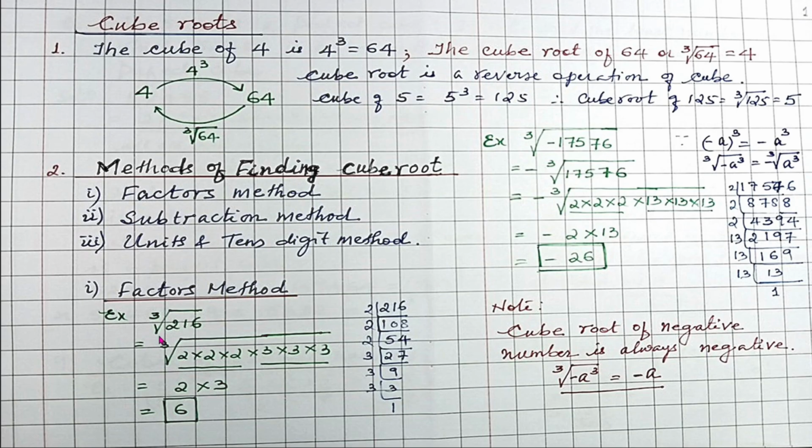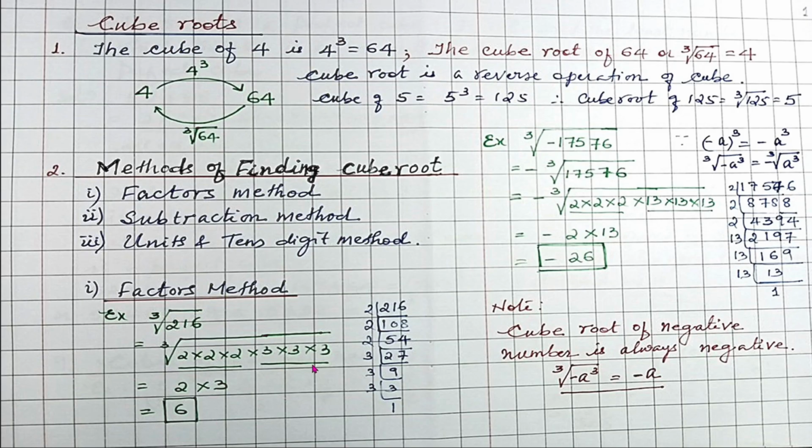In the factors method, if you want to find the cube root of 216 or any number, find the factors of that number. The cube root of 216 will be the cube root of 2 into 2 into 2, a triple, and 3 into 3 into 3, another triple. Take one factor from each triple, that is 2 from here and 3 from here, and take the product, 2 into 3, we get 6. So the cube root of 216 is 6, a simple method.